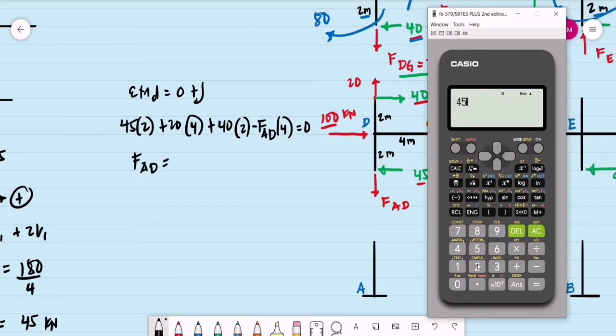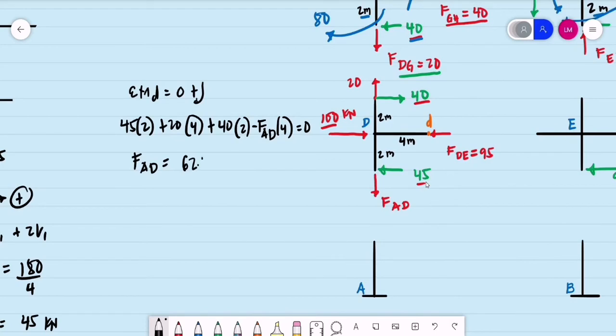That is, we have 45 times 2, plus the 20 times 4, plus 40 times 2. That is equal to 250, to be divided by 4. So we have that value as equal to 62.5 kilonewtons. So we have the axial force for column AD is now equal to 62.5 kilonewtons.